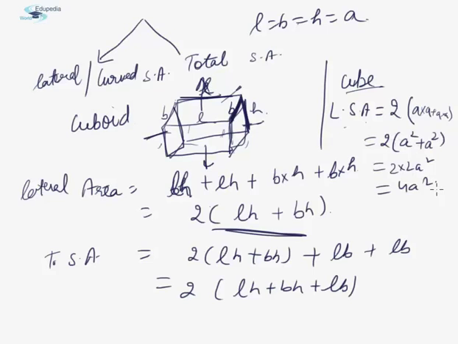So lateral surface area of cube is 4A square, and units for area is always square units. That is, if it is centimeter it will be centimeter square, if the dimensions are in meter it will be meter square, and so on. So the total surface area will be, just substituting A in place of all these L, H and B, we will have A square plus A square plus A square, that is 2 into 3A square, or simply 6A square square units.